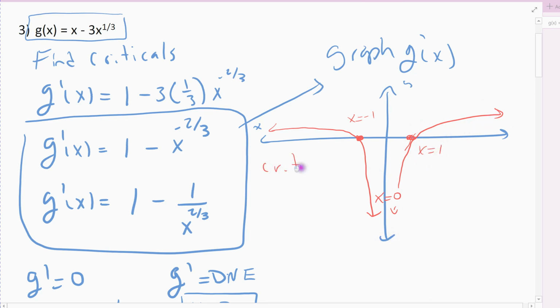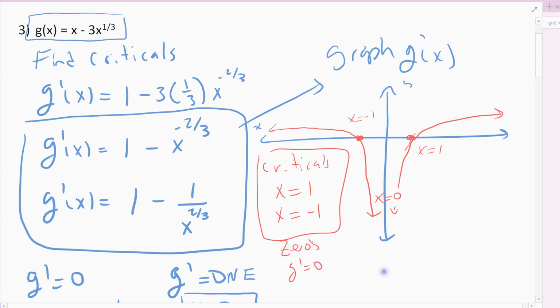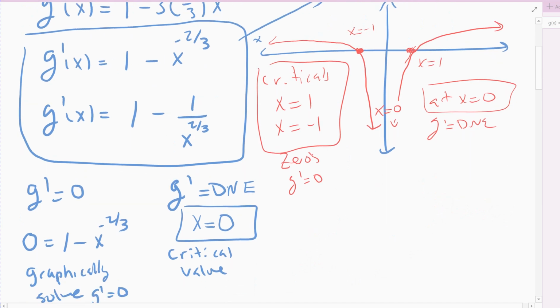And so the critical values are x equals 1 and x equals -1, because those are the zeros of the derivative, where the derivative equals 0. And at x equals 0, because the derivative did not exist, but 0 is in my original function. Alright, so I do have 3 critical values.